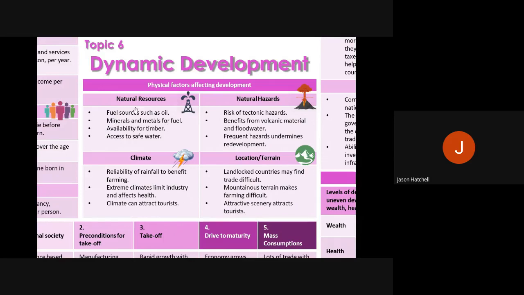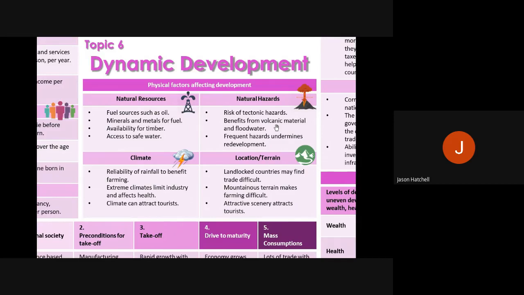These 4 elements here, if a country has all of those and has a good abundant supply of them, the likelihood is they will be able to develop well. However, if they have a restriction on some of these or all of them, if they don't have good access to them, then it is likely that that country will be slow to develop. And it's sort of similar then for natural hazards.